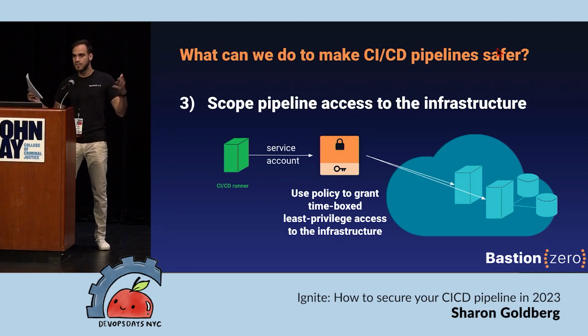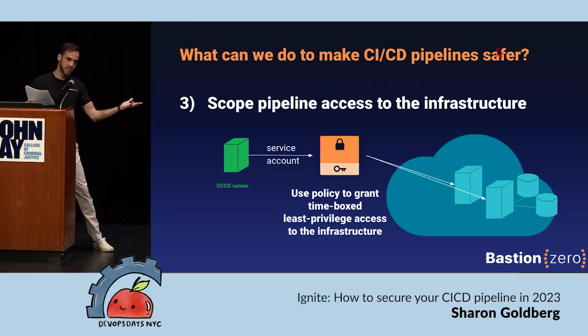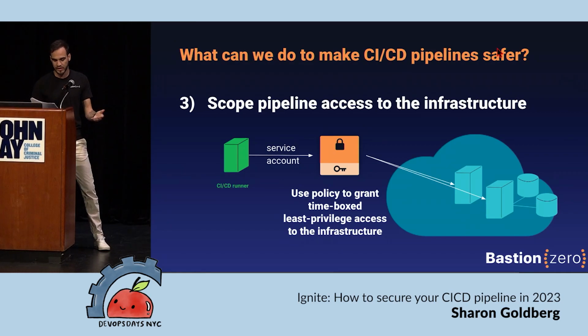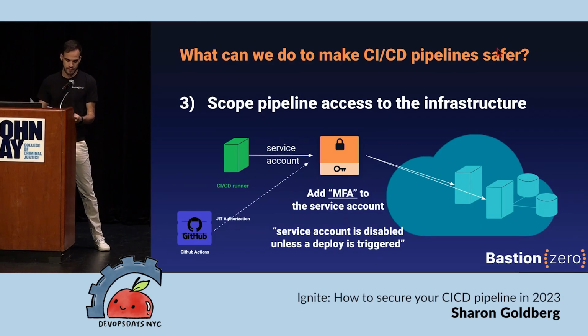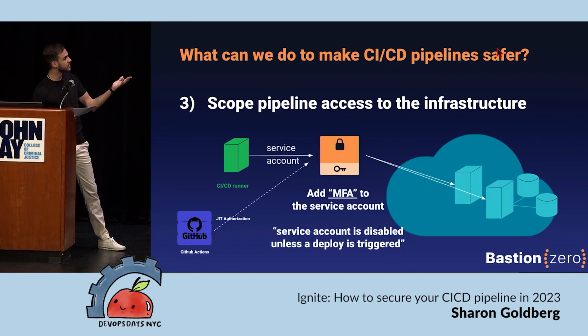Another thing you can do is time-boxed access. So you can say this build process happens every day at midnight only, so access is allowed only then. You can also activate access only when a deployment has been triggered by GitHub. So in this example here, the service account's credentials are useless unless there has been a real deploy, and only then the credentials get turned on and can be used.